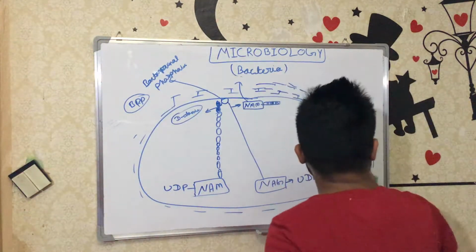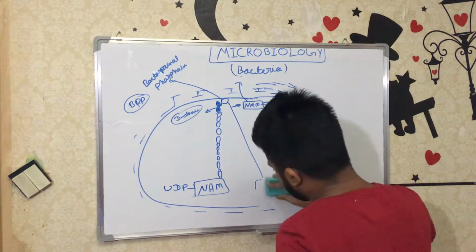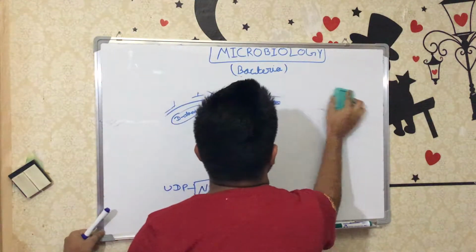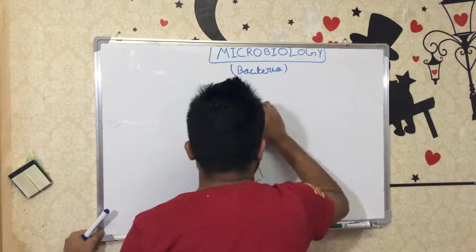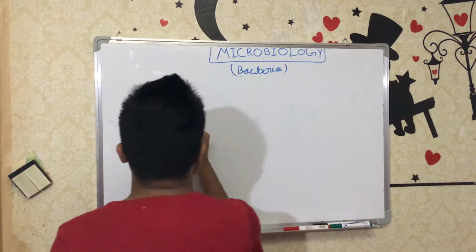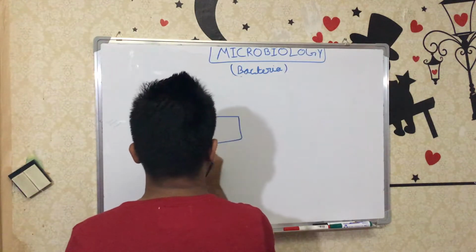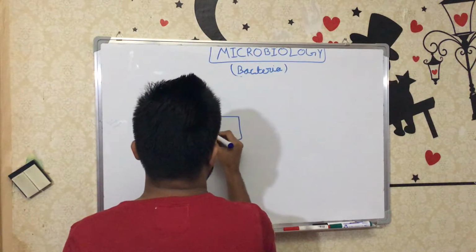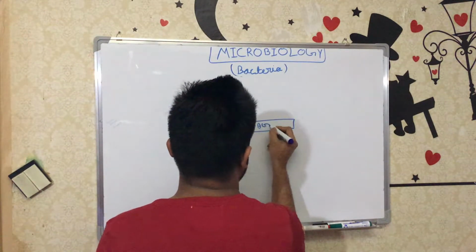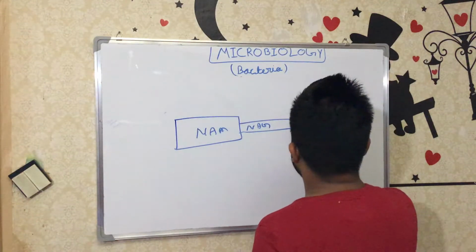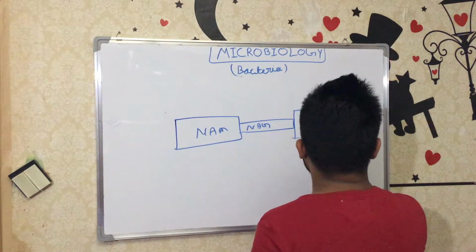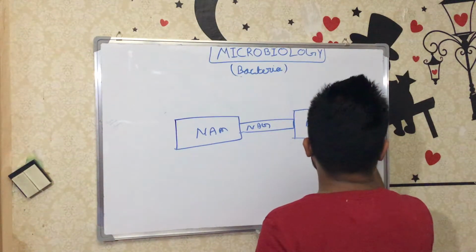Now we'll discuss the NAM and NAG unit in a big diagram. Then we'll discuss gram negative bacteria and gram positive bacteria. NAM, this is the NAG, then here NAM, NAG.